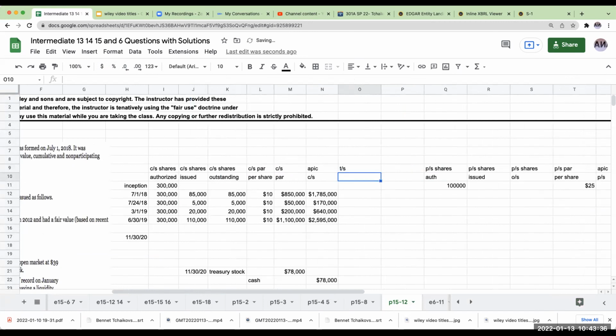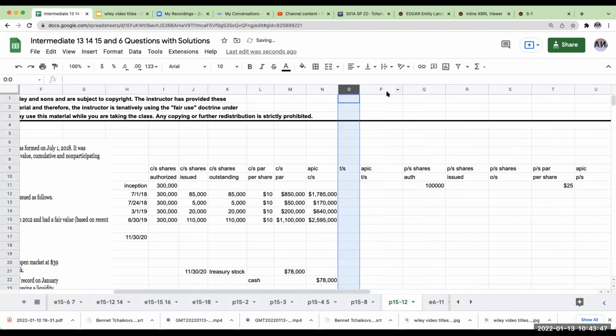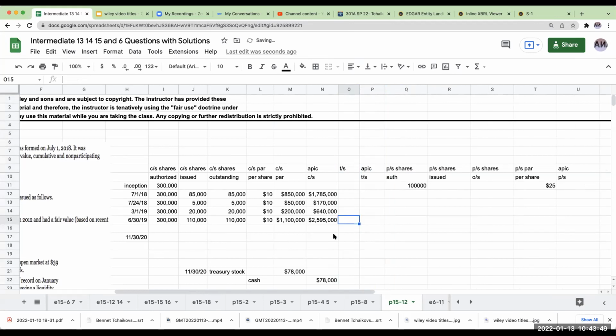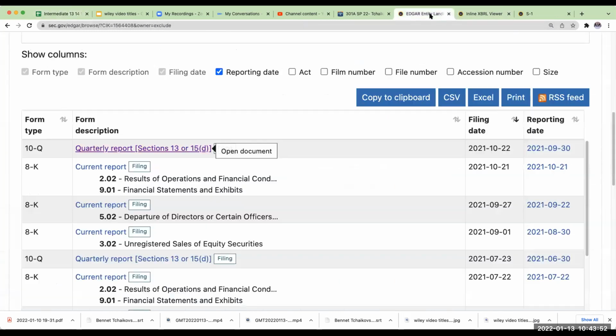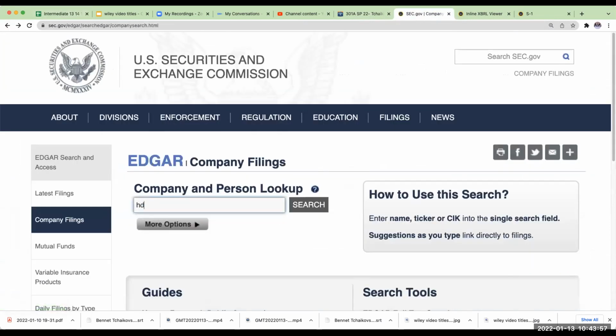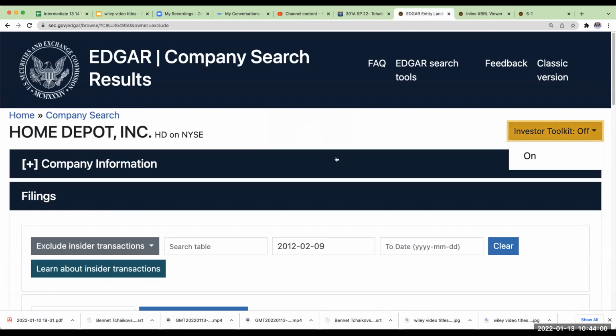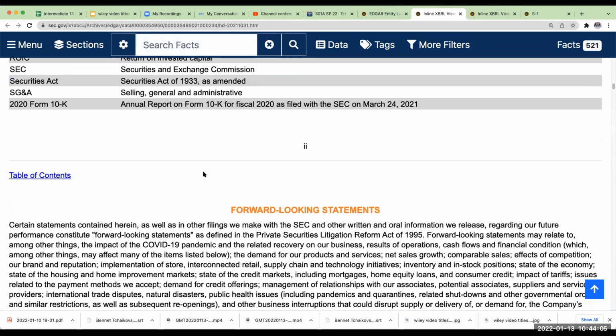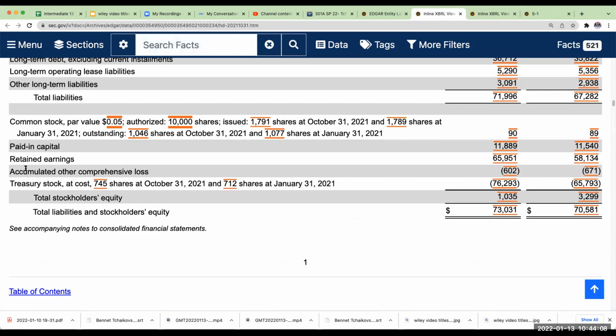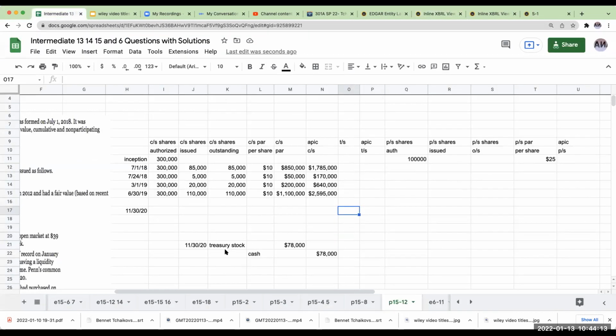Okay, so we're going to have treasury stock, and we'll have additional paid-in capital treasury stock. Okay, so with treasury stock, as we know from looking at my favorite company, the Depot, right here, I go to my quarterly report, and when we see treasury stock in the owner's equity section, it's going to have a negative amount, right? Because when I record it, this is going to be showing as a debit.